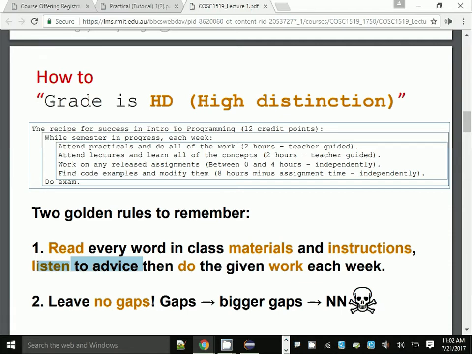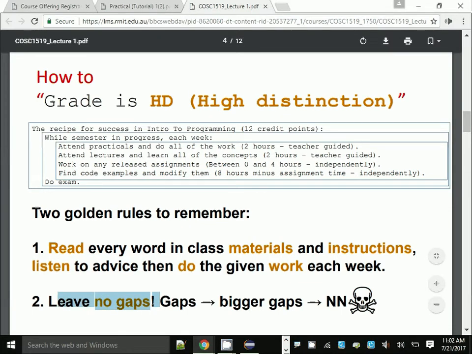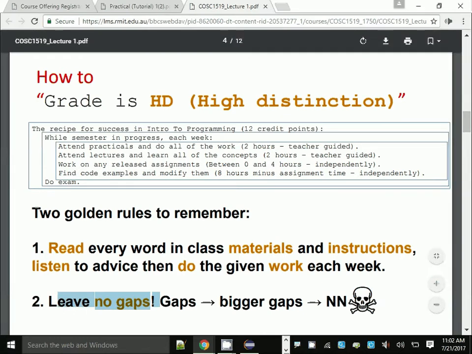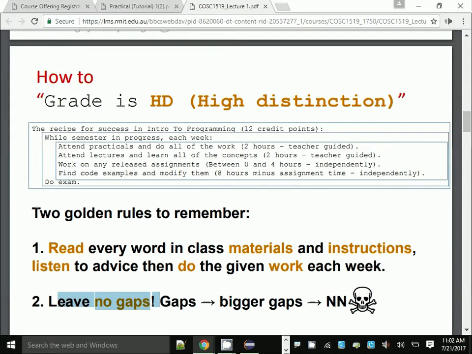All right, second one, leave no gaps. Again, I went on about this in the classes. Gaps mean you're going to have bigger gaps. Those are going to expand and you're going to end up here. All right, a fail. All right, so gaps, it's not people not understanding programming. There's no such thing. It's because people left gaps that they didn't pass. Let's put it that way. All right, so that's how people fail.